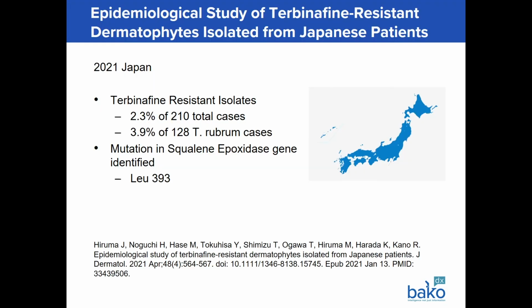Now we're going to take another trip to the island nation of Japan. And even though it's a little more isolated, they are already seeing resistance there. This was a 2021 study, and they looked at 210 cases and found that 2.3% were terbinafine resistant. And in contrast to the German study, in this study, all the cases were T. rubrum. And it turns out around 4% of the T. rubrum cases were terbinafine resistant. And again, they evaluated for the mutation and found a common mutation in all these strains.